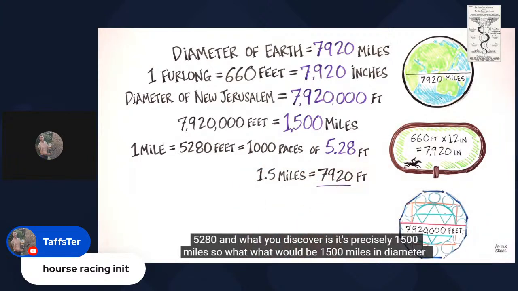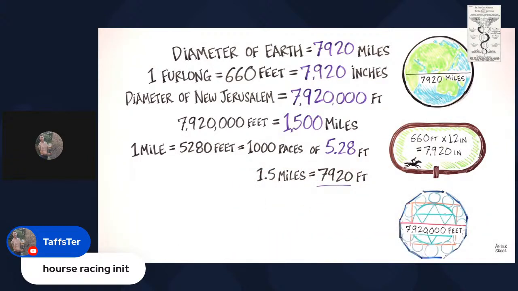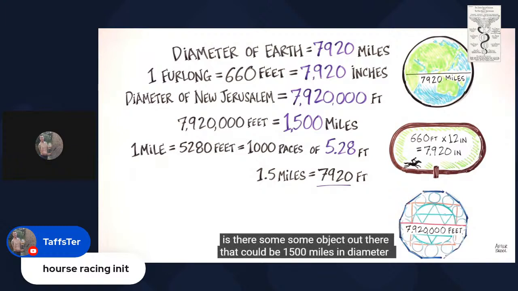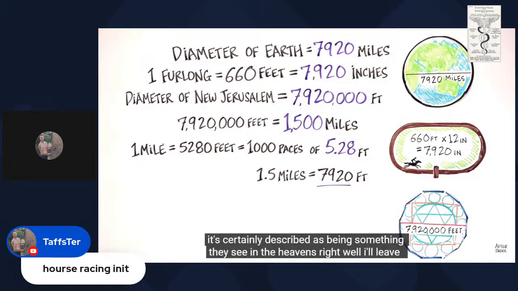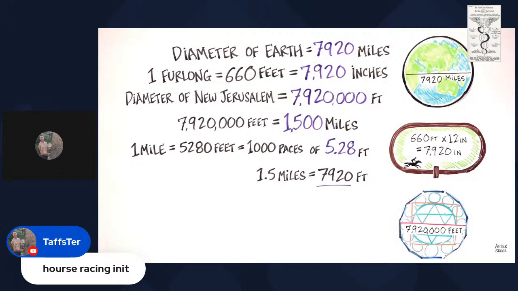So what would be 1,500 miles in diameter? Is there some object out there that could be 1,500 miles in diameter? It's certainly described as being something they see in the heavens, right? Well, I'll leave this one an open-ended question for right now, but here's something that's interesting.